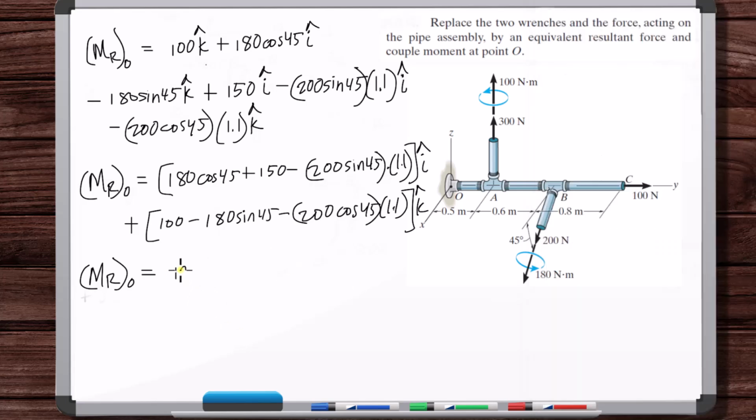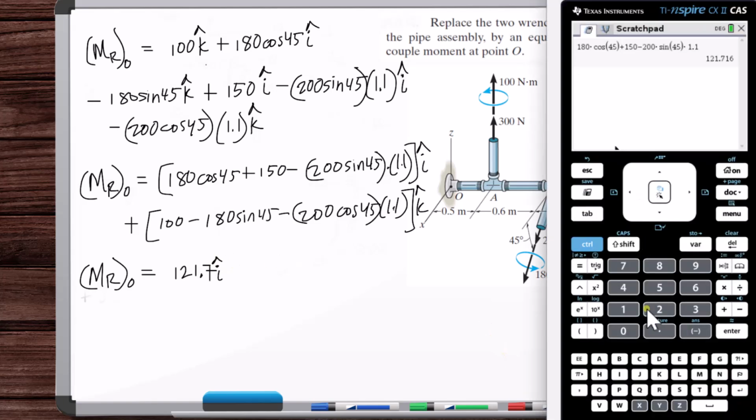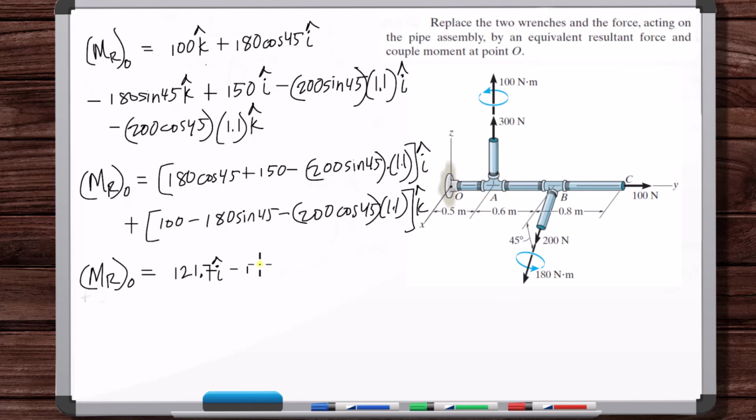That gives 121.7 i hat, minus 182.8 k hat. So there you go. That's the couple moment, the equivalent couple moment at point O.